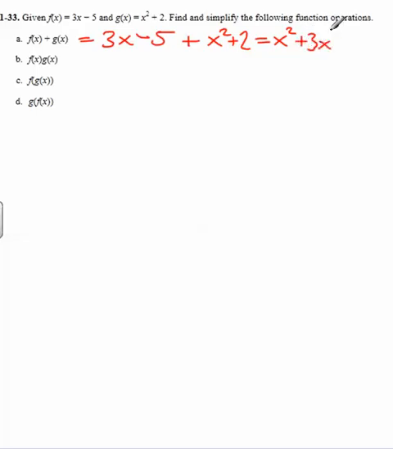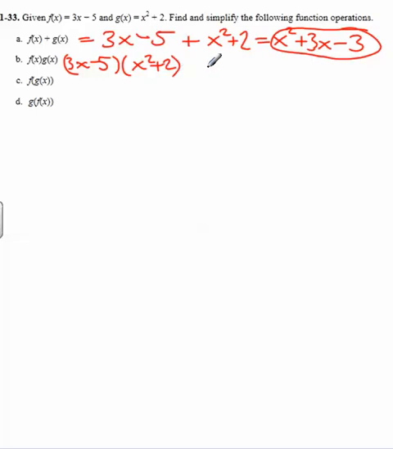And then we can put the two numbers together and we get minus 3. So here's our simplified result. When we do the next one, it's got an f of x next to a g of x. This means to multiply, find the product of. So we're going to end up doing 3x minus 5 multiplied by x squared plus 2.